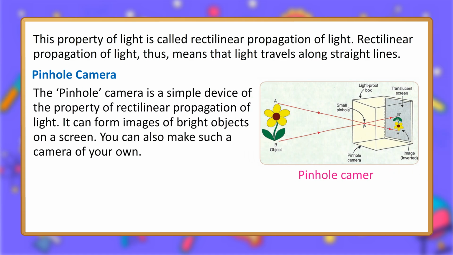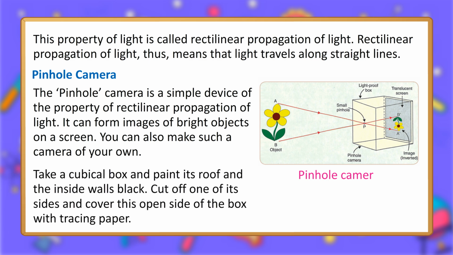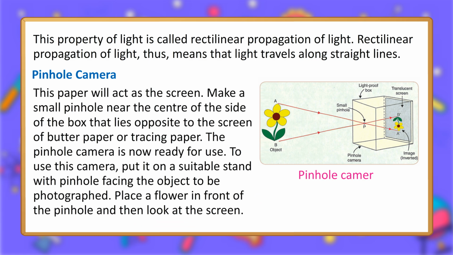Pinhole camera. The pinhole camera is a simple device based on the property of rectilinear propagation of light. It can form images of bright objects on a screen. You can also make such a camera of your own. Take a cubicle box and paint its roof and the inside walls black. Cut off one of its sides and cover this open side of the box with tracing paper. This paper will act as the screen.